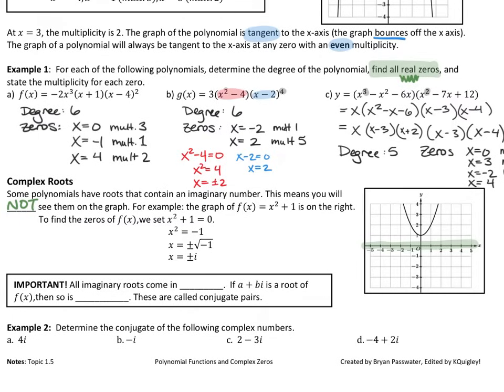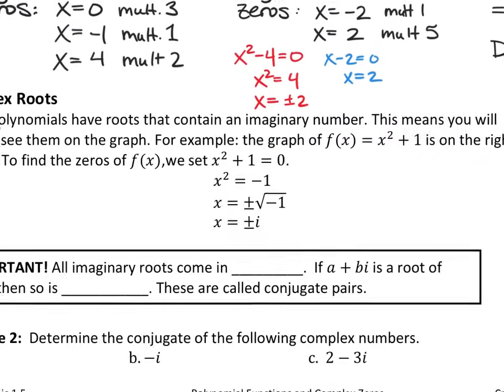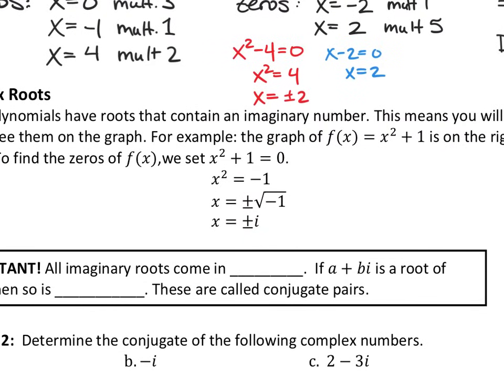We actually have to find the complex roots in another way. And I've actually done it here for you. To find the zeros of f of x, we would set x squared plus 1 equal to 0. You subtract 1 to the other side. You take the square root, including the plus and minus. But the square root of negative 1 is i. So it's a complex number.